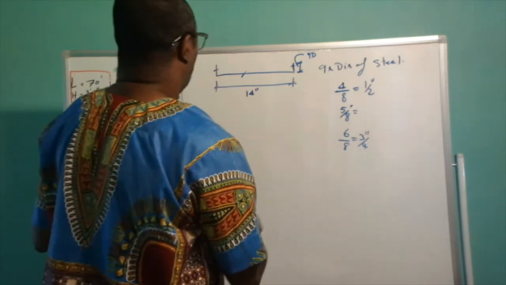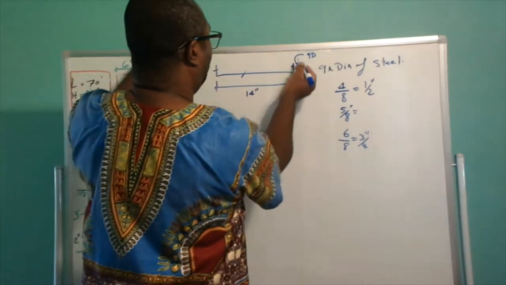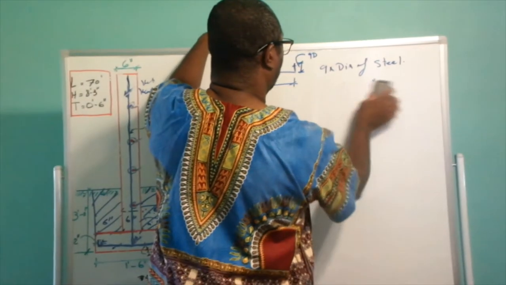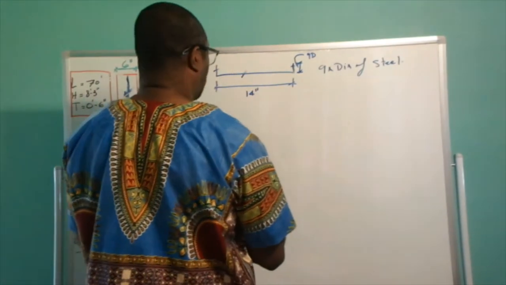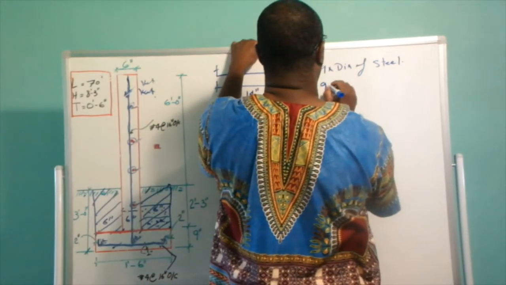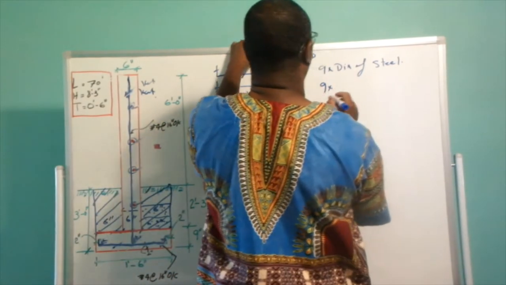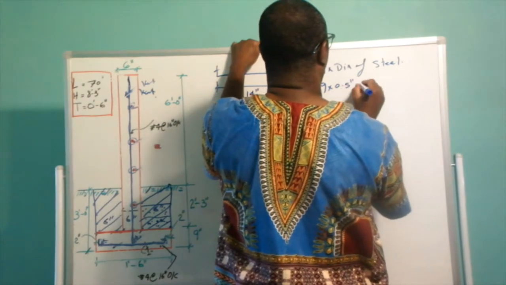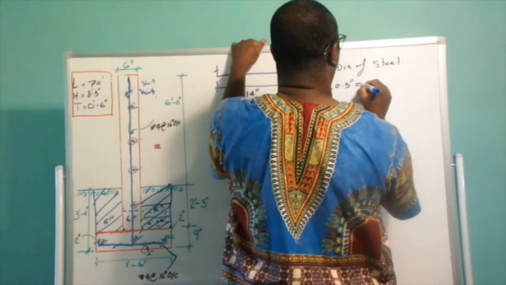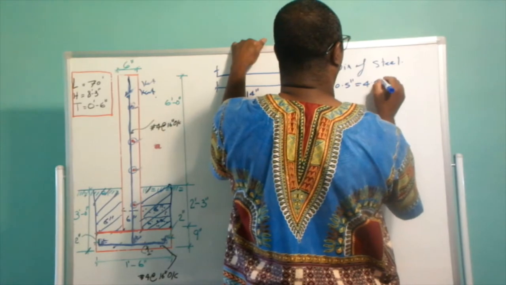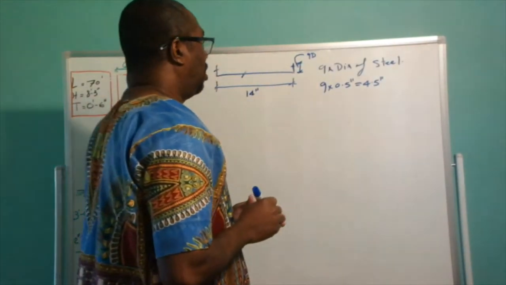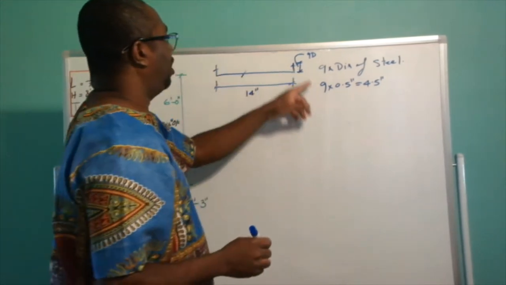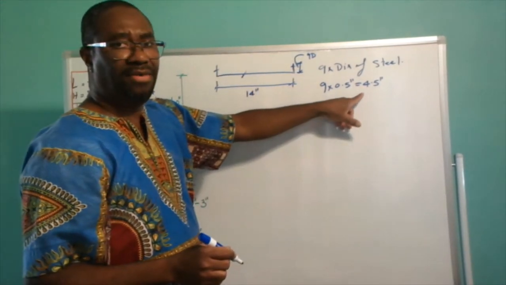Now to get this portion here, it is 9 times the diameter. So it is going to be 9 times 0.5 inch, and that works out to be 4.5 inches. So this portion here, from here to here, is 4.5 inches.